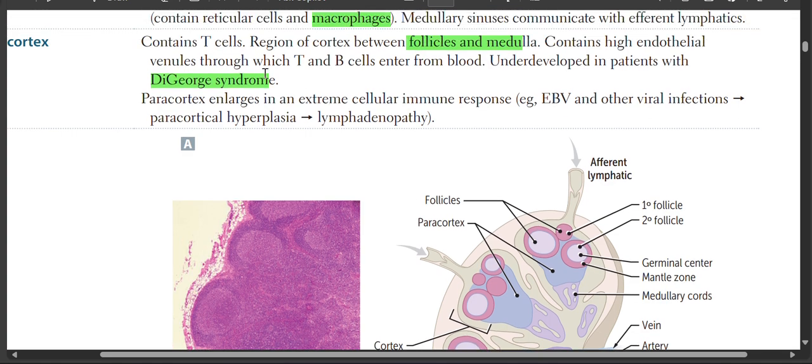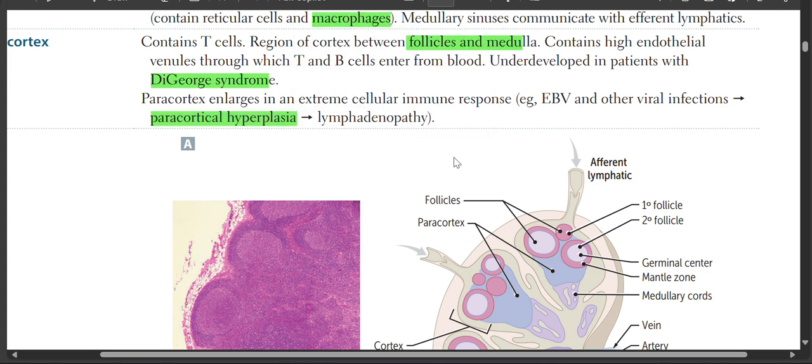Okay. Now, we talked about thinning of the paracortex. That the paracortex might thin or be atrophied if there is a decrease in T cells. So then, what do you think will happen if there is an increase in T cell production? What will happen to the paracortex? Yeah, so it will increase in size. Whenever you have an increase in T cells, the paracortex will increase in size.